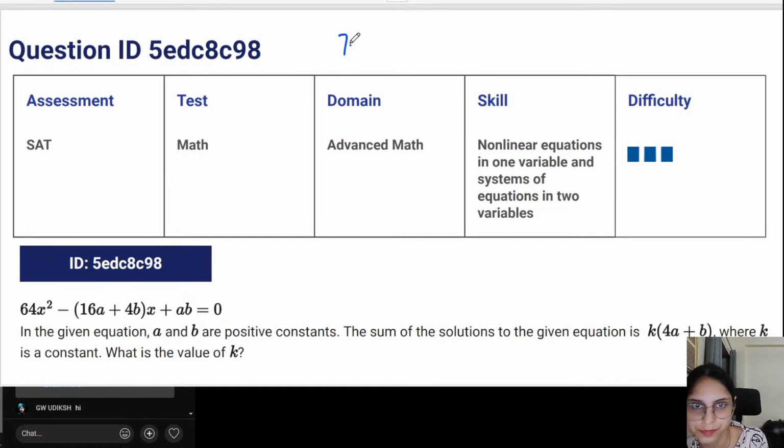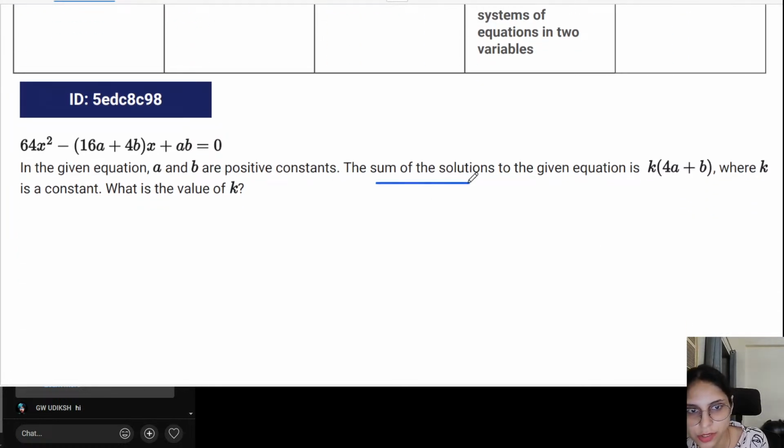73. Sum of the solutions is negative b over a. So that is what we will be using. No Desmos for this one.